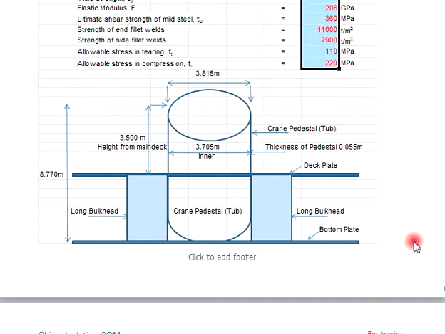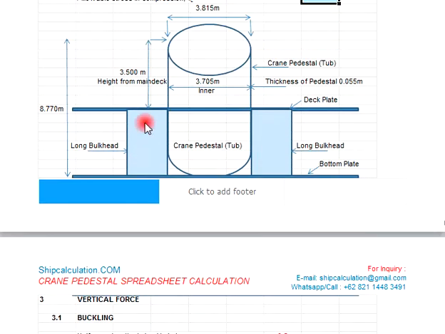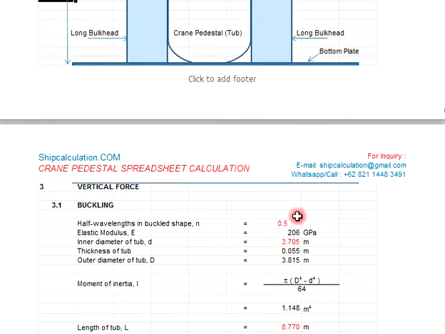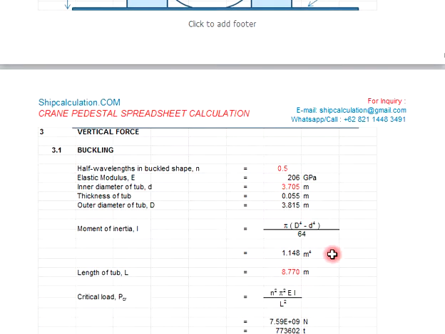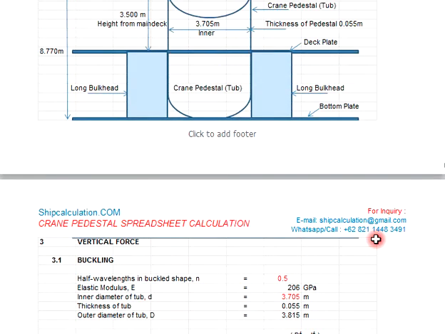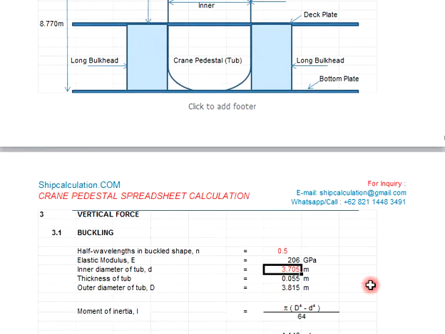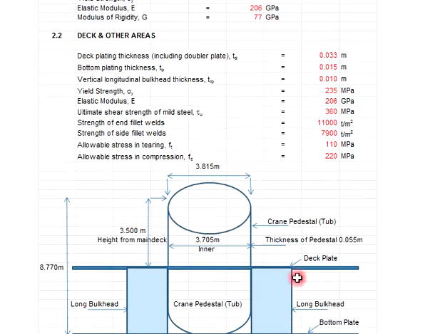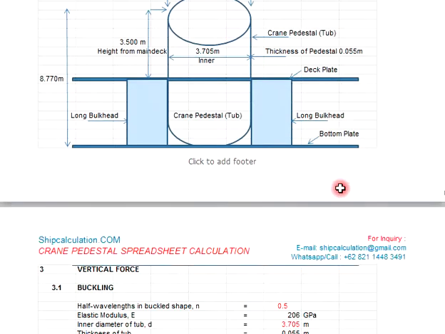This one is the longe bar head, and this one is the penetration. The total height of this crane pedestal is 8.770. So the height here is 8.770. You just key in here the length of the tube or pedestal, and then the inner diameter. You've got 3.705, right? You just key in. The others, this one is automatic from the 3.815 here. You get it automatically, right?